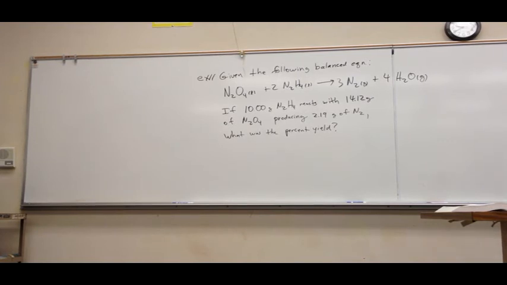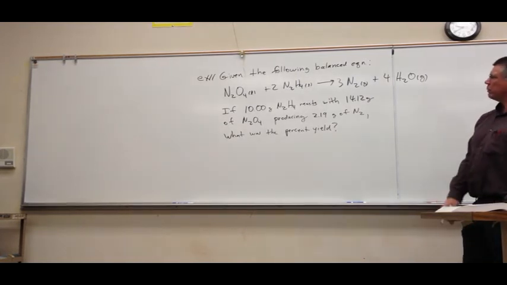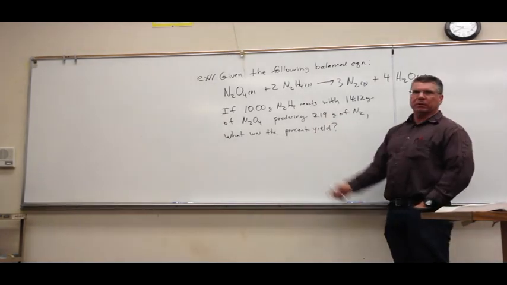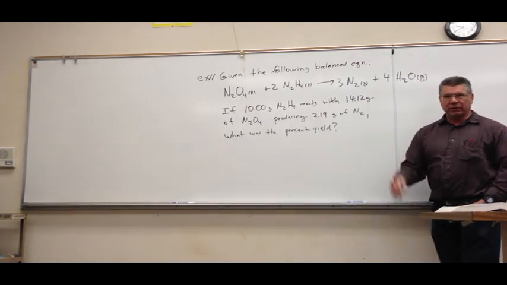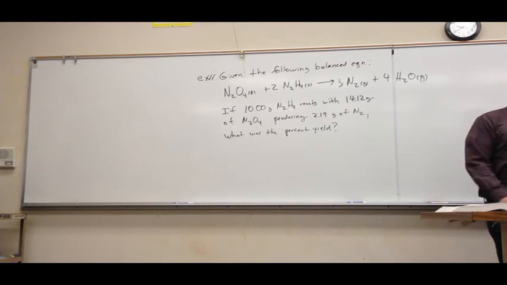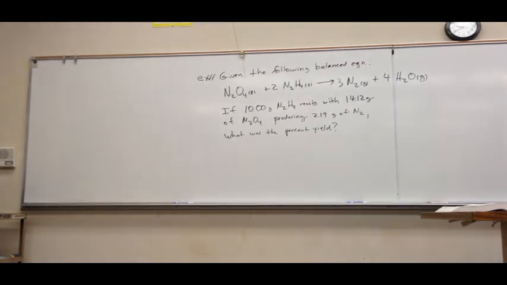So I give you a balanced chemical equation. I tell you how much reactants you have. I tell you how much product you make, and I ask for the percent yield. Right? So actual over theoretical times 100. What's the actual? Yeah, 2.19 is how much you actually get, right? So there's the actual yield. All we have to do is calculate the theoretical yield, divide, multiply by 100, we're done. So what should we do first to calculate the theoretical yield?